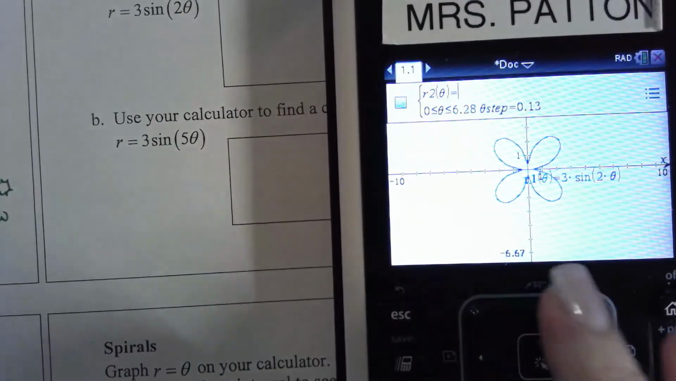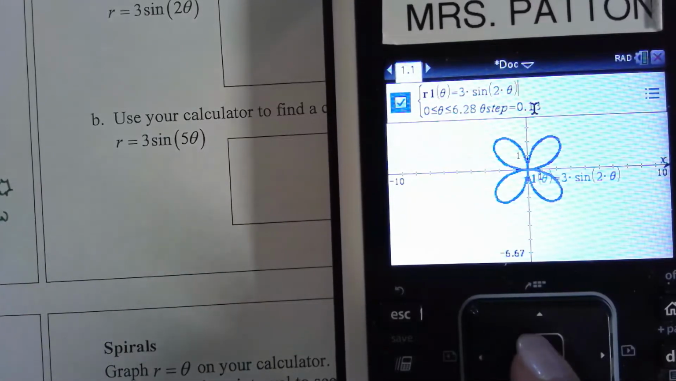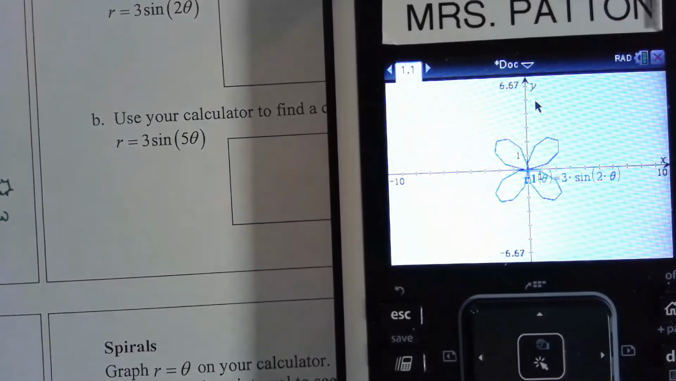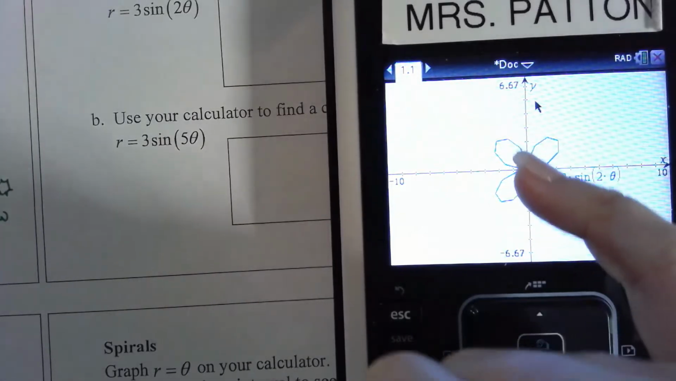So I'm going to hit tab again and go up. And I just want to show you what that theta step will do. So right now I asked you to keep it kind of small at like 0.1, but let's say it was just 1. See what happened to our graph? It got very linear, right? It got kind of jagged.